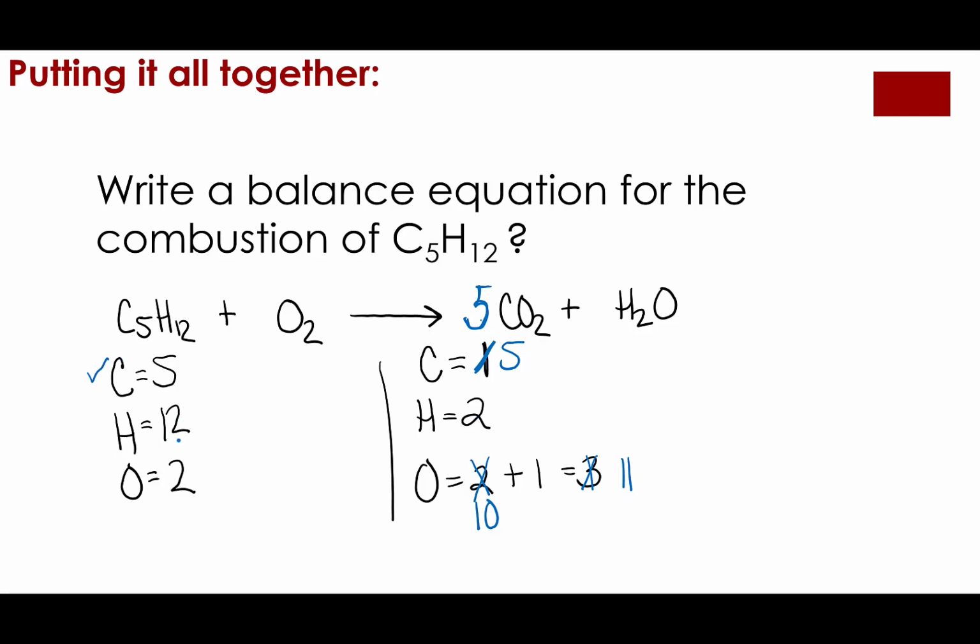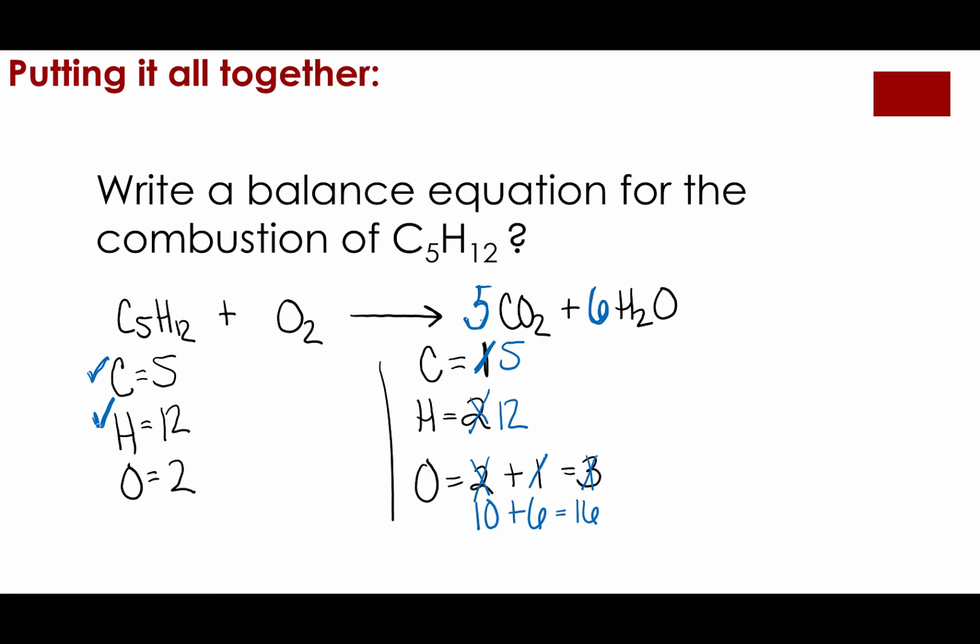Now I want to move on to my hydrogens. Wow, I've got 12 hydrogens on the reactant side and only 2 on the product side. So probably this is going to have to be a 6. There's going to be 6 water molecules that form. So we take coefficient times subscript, and that's going to give us the 12 that we need. Now our hydrogens are balanced. But what does that also affect? It also affects the oxygens. We still have the 10 from the carbon dioxide, but now we've got 6 oxygens from the water. Again, we're going to have to redo this. 10 plus 6 is 16.